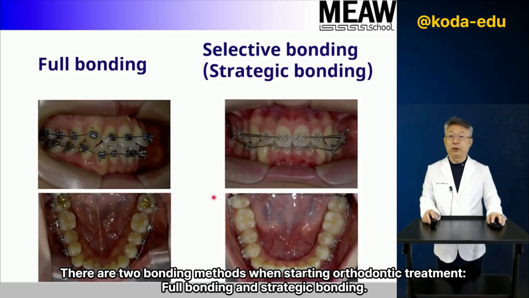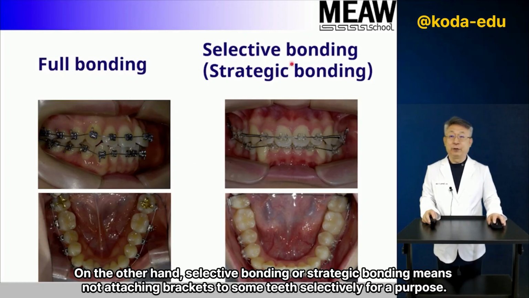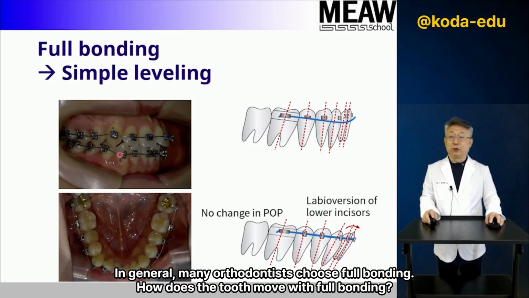There are two bonding methods when starting orthodontic treatment: full bonding and strategic bonding. Full bonding means attaching brackets to all teeth. On the other hand, selective bonding or strategic bonding means not attaching brackets to some teeth selectively for a purpose. In general, many orthodontists choose full bonding.